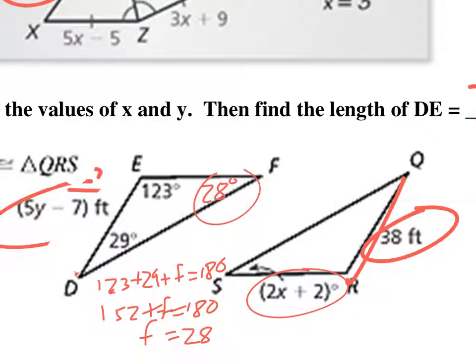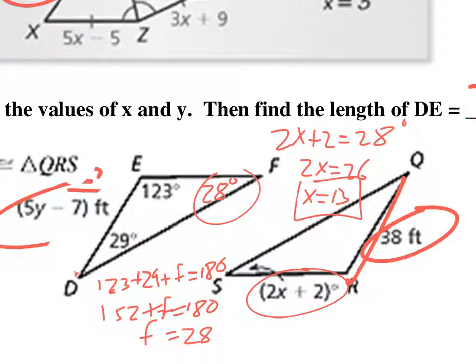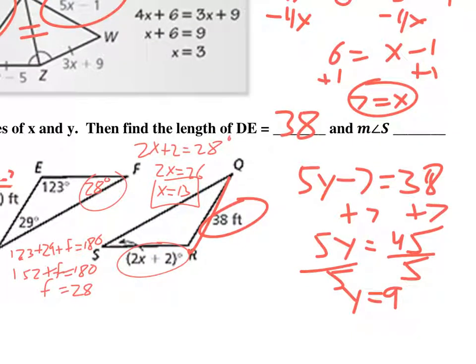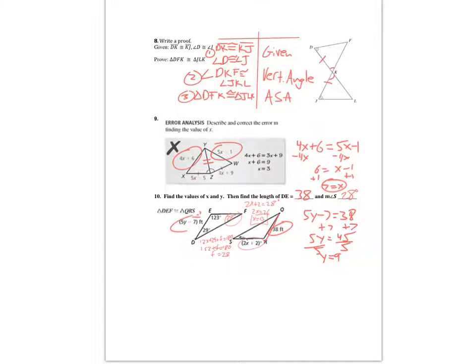So we know these are the same. So 2x plus 2 has to be 28. Okay? Subtract 2 from both sides, you get 26, so x is 13. All right? So x is 13, so we know that angle S is 28. We just said that. 28 degrees because S and F are corresponding. All right? And there you have it. There's your review. Also, one more little reminder.